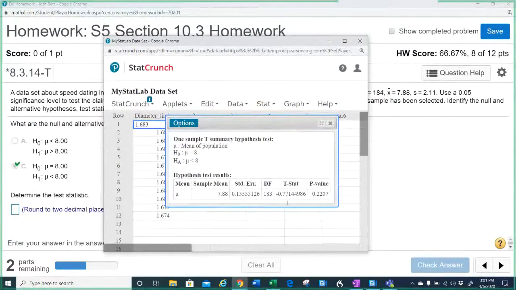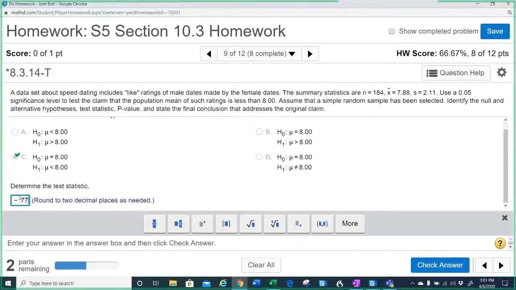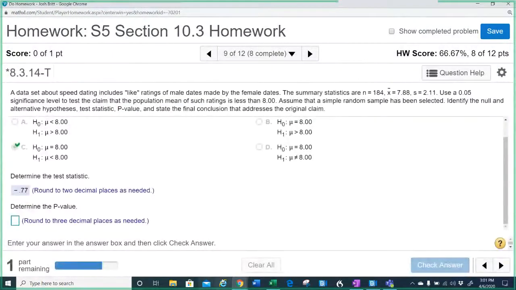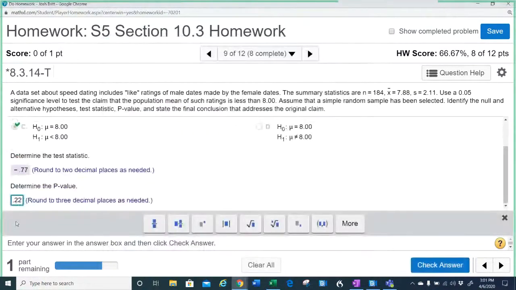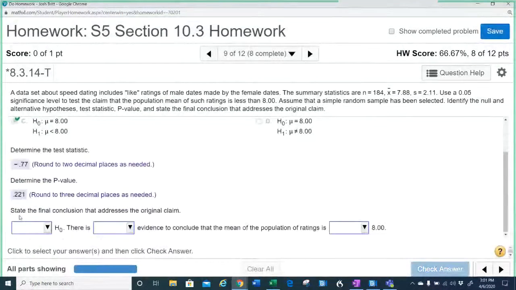So minus 0.77. P-value 0.221. Fail to reject, there is not sufficient evidence to support the claim that the ratings are less than 8. And you always go back, when you say there is or there is not, you're always saying that you either support or you do not support the researcher's hypothesis, which you always go back to, is less than 8.